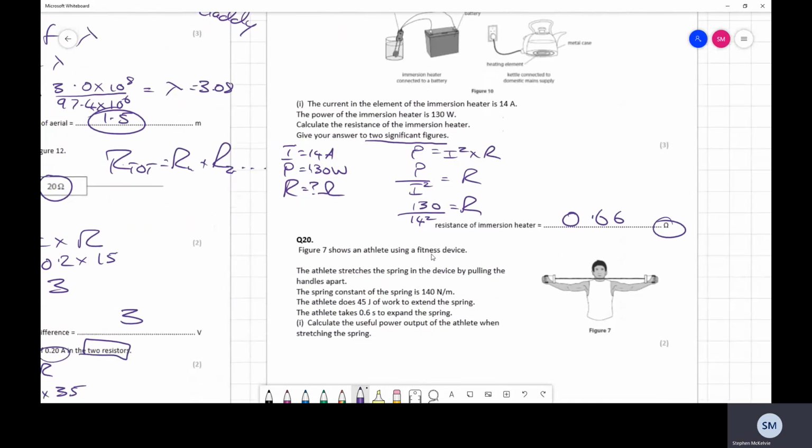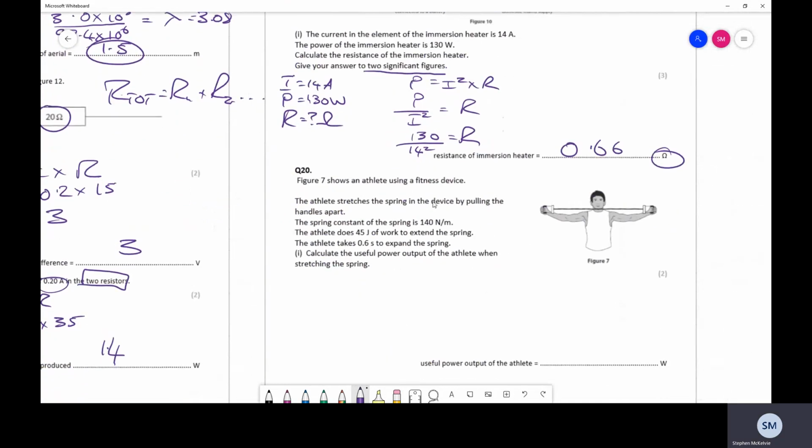Figure 7 shows an athlete using a fitness device. The athlete stretches the spring of the device by pulling the handles apart. The spring constant of the spring is 140 newtons per meter. Right. I'm not 100% sure if this is actually going to be in your exam. I didn't think springs were. Ah, well, I'll do it anyway. The athlete does this amount of work. E is equal to 45 joules. To extend the spring, the athlete takes 0.6 seconds. Calculate the useful power output.